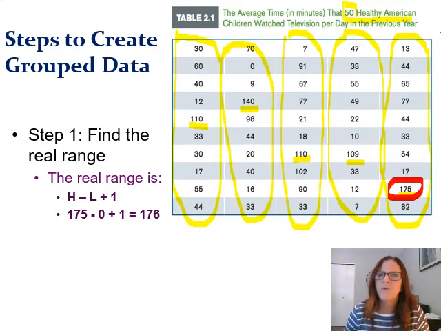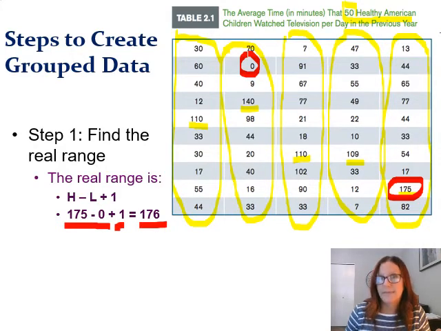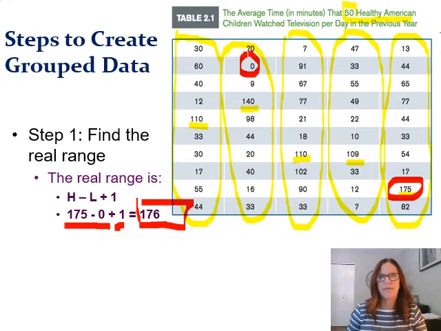Then I just go through and do the same thing with the lowest number. The lowest number is 0, because 0 is the lowest basically. So there's my highest and my lowest. And then we add that 1. So our real range is 176. So now we have step 1. We found the real range, 176.